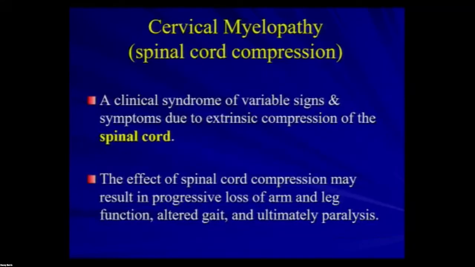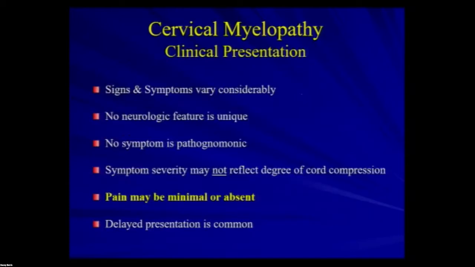So a broad definition for myelopathy would be the clinical syndrome of variable, and that's an important word, variable signs and symptoms due to extrinsic compression of the cord. And the effect of this spinal cord compression can lead to progressive loss of function, altered gait, and potentially, ultimately, in most severe cases, paralysis.